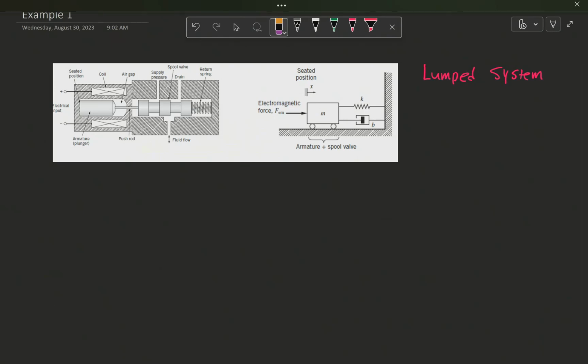The next thing I noticed is that one side of the spring here is clamped to the wall, and the other side is attached to the spool. So I'm going to put a spring here, one side clamped to the wall, the other side attached to the mass.